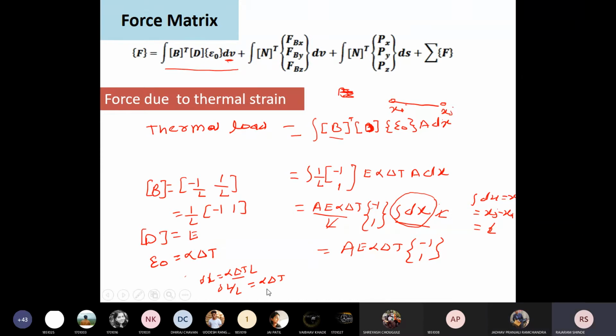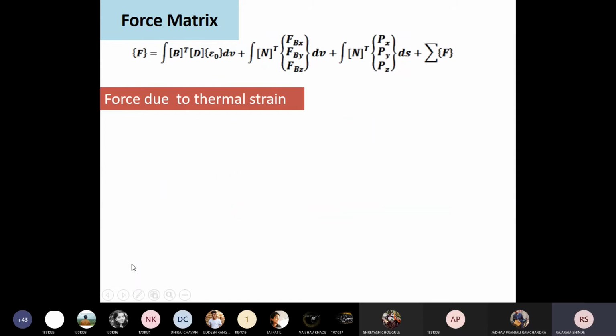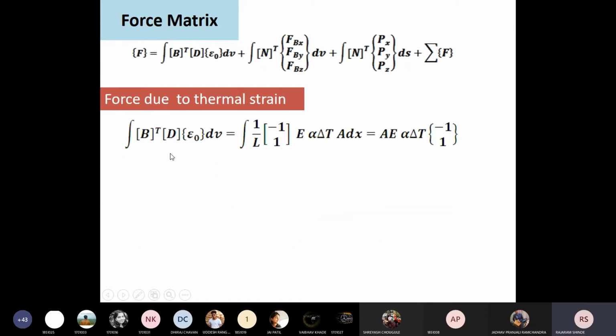Okay. Now your thermal strain I have derived. Again you can see here. I will clean it. Here this is B transpose D epsilon 0, which is 1 upon L minus 1 1, E alpha delta T A dx, and A alpha delta T minus 1 1.